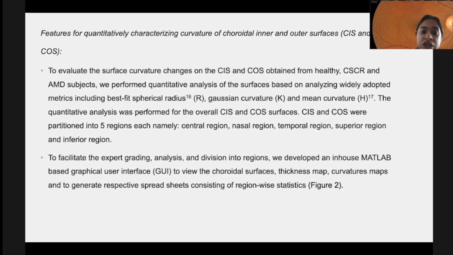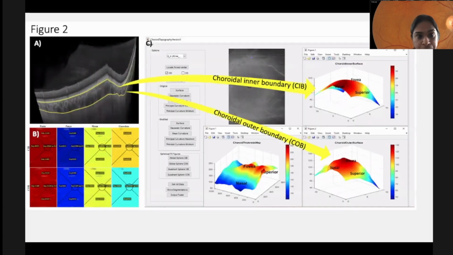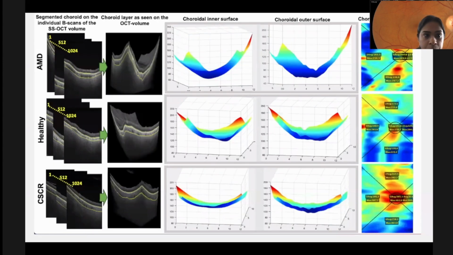Apart from that, for each surface, we divided each surface into 5 regions: central, nasal, temporal, superior, and inferior. And to facilitate the expert grading analysis and division into regions, we developed an in-house graphical user interface to do this. This is just a picture showing the graphical user interface. So the top layer is the choroidal inner boundary and the bottom layer is the choroidal outer boundary. And when we converted them into 3D surfaces, this is how they looked, the inner and the outer boundary. And on the left side is showing choroidal thickness in various sectors. This is another example just to show this.